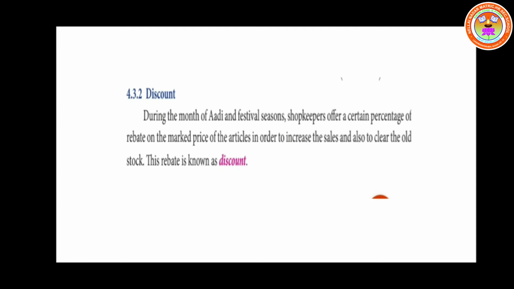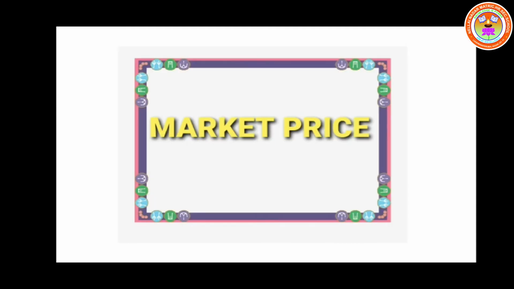Why are they reducing the amount? They want to increase the sale. If they keep the price as it is, the sales will be less. If anyone is given any reduction, they will go. If you go to a cake shop, you can find that if you buy 2 cakes, 1 cake will be free. When they give any discount or offer, most of the people will like it. So they want to clear the old stock as well as increase the sale, so they give a reduction on the particular item. This rebate is known as a discount. Now let us see what is market price.